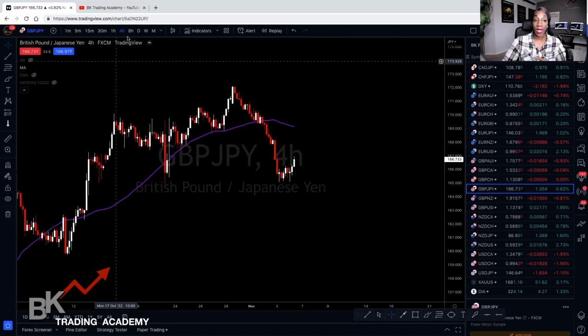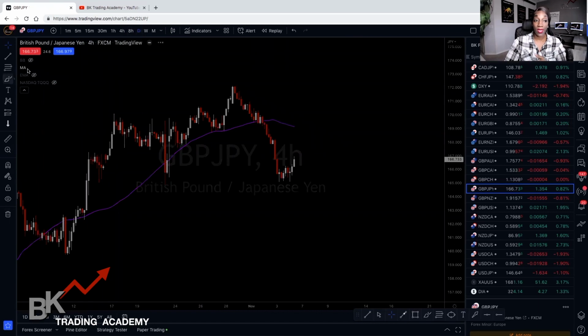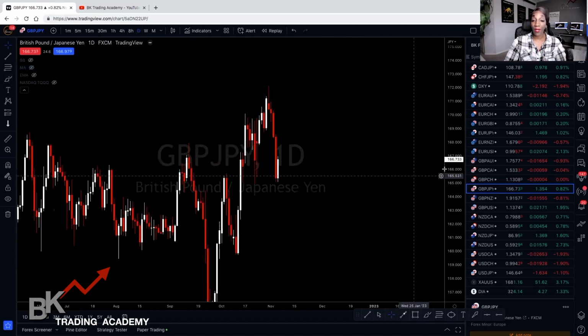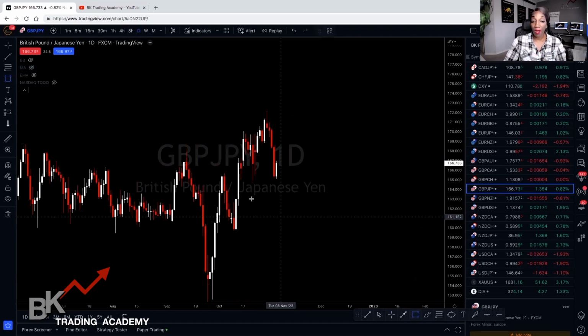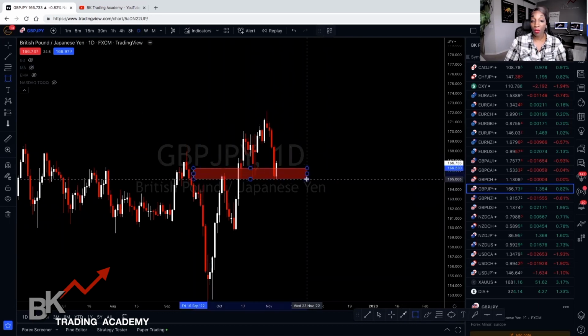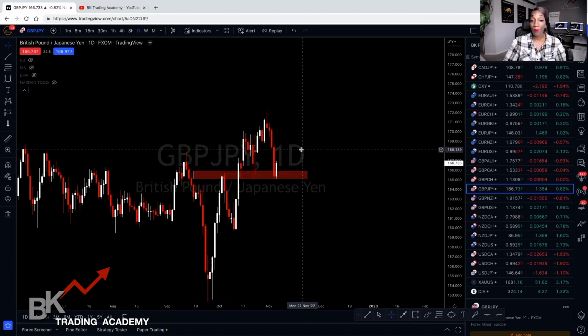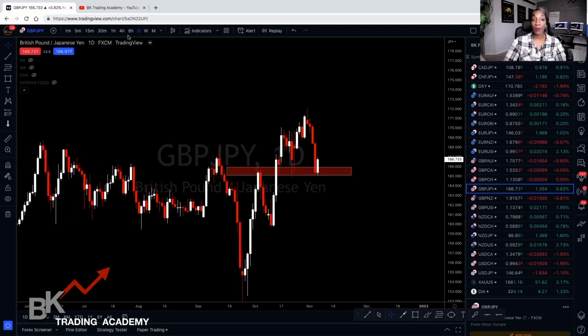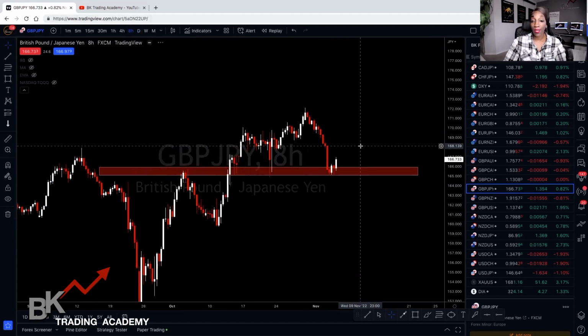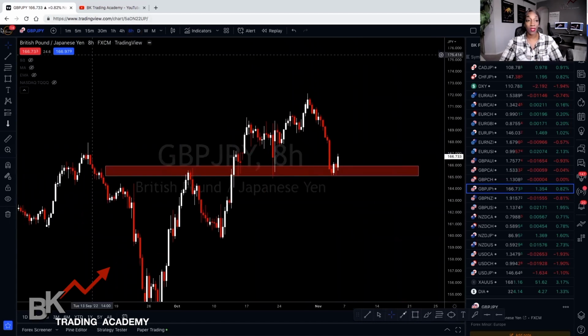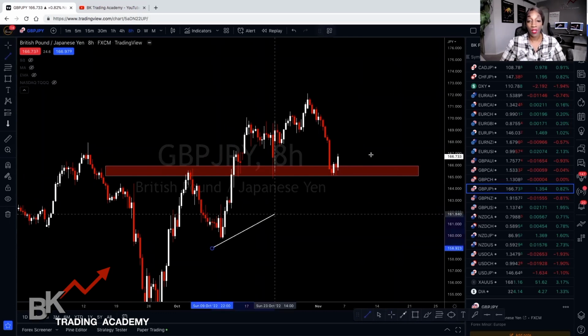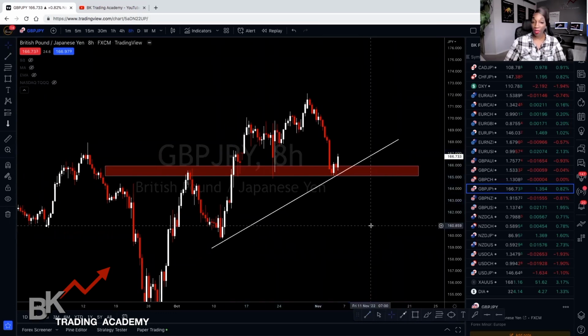So let's just highlight it really quickly one more time. I'm going to go to the daily. Let's take off this moving average and notice here, this is our daily support. And it was also previous daily resistance. Okay. That's our support zone. So if we get a retest back into that area on the lower time frame, we want to be buying. You see that? Here is our uptrend structure on the 8 hour, also on the 4 hour.